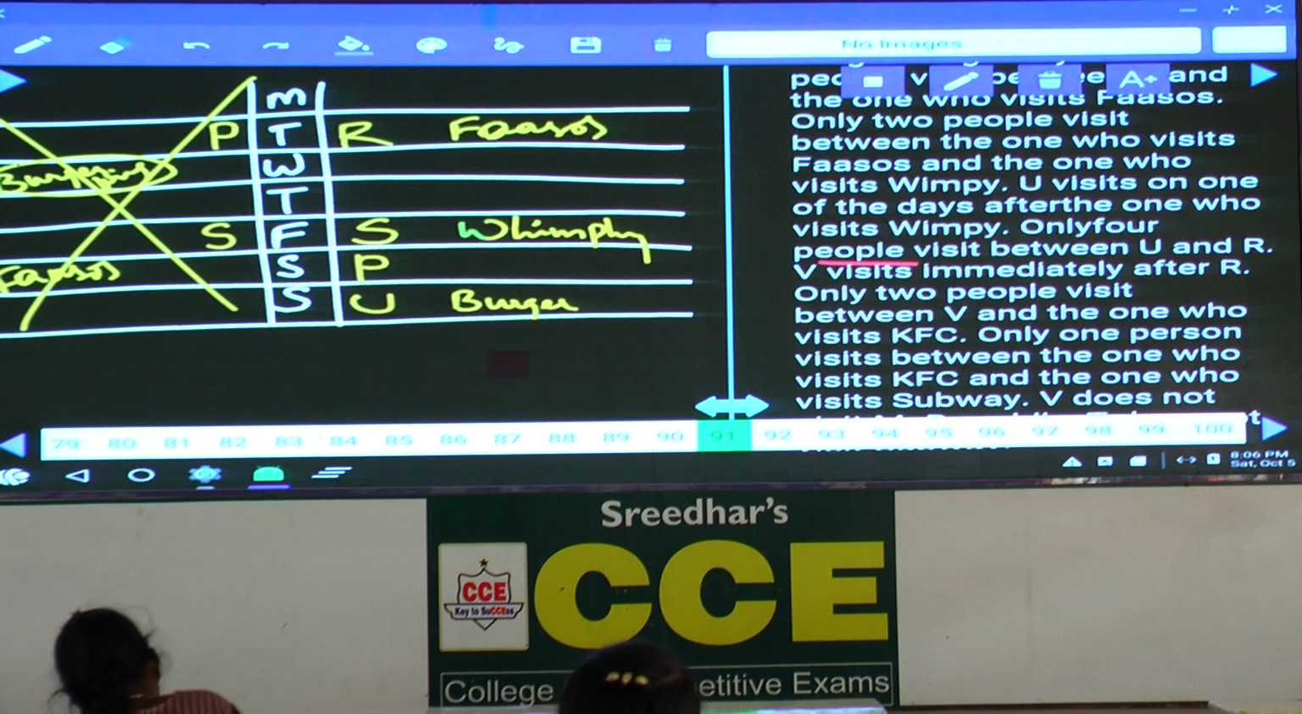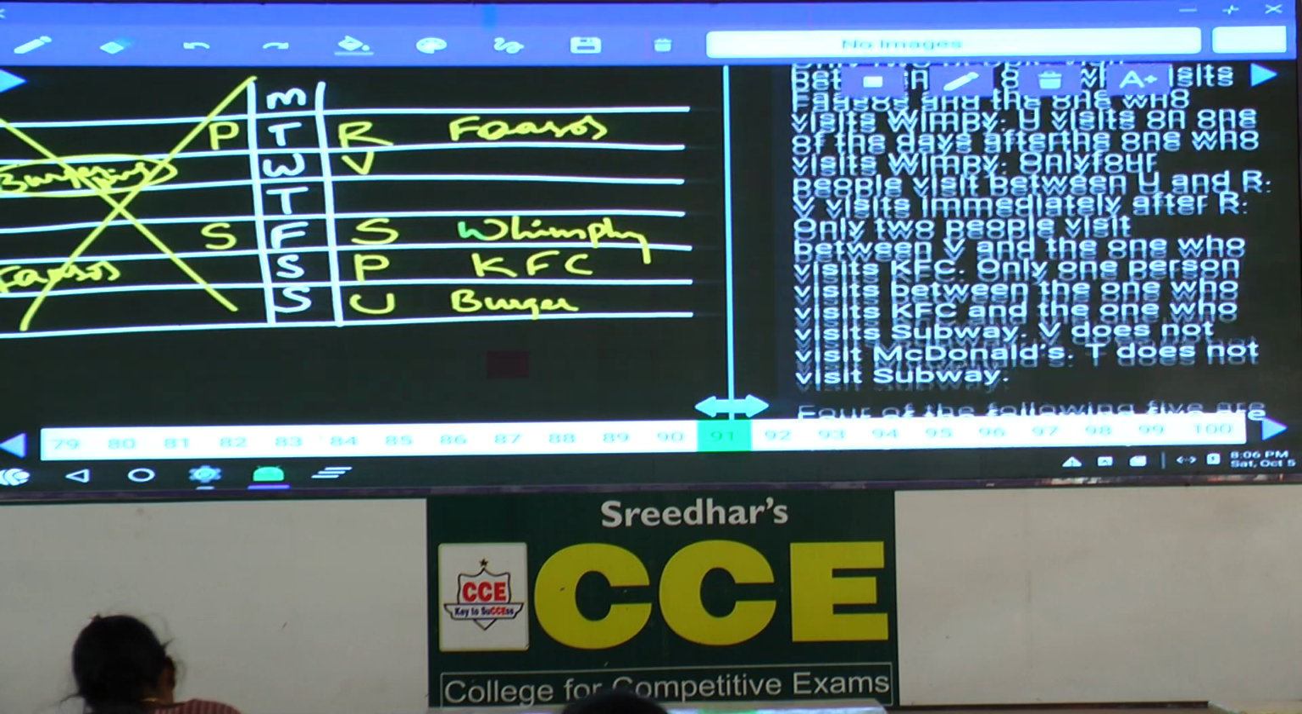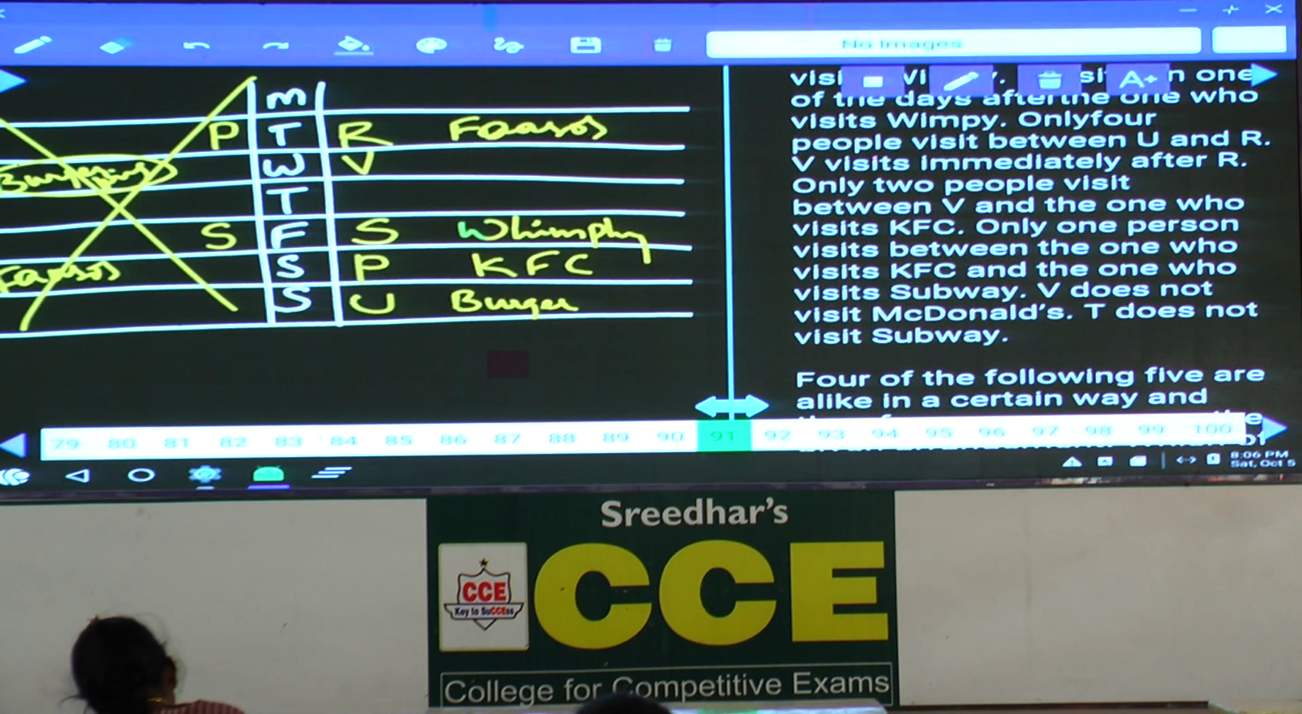And V visits immediately after R. V is on Wednesday, and R is on Tuesday. 2 people between V and KFC, so the one who visited KFC must be on Saturday. And only one person visits between KFC and Subway. Between KFC and Subway there must be exactly 1 person. Here it must be Subway.